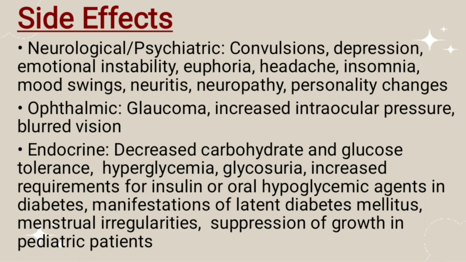It may cause ophthalmic effects such as glaucoma, increased intraocular pressure, and blurred vision. It may also have endocrine effects such as decreased carbohydrate and glucose tolerance, hyperglycemia, glycosuria, increased requirements for insulin or oral hypoglycemic agents in diabetes, manifestation of latent diabetes mellitus, menstrual irregularities, suppression of growth in pediatric patients. So if your child is not growing and is under dexamethasone, inform your healthcare provider immediately.